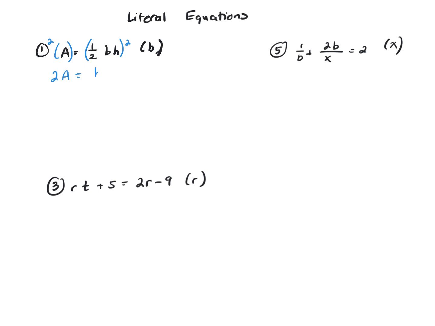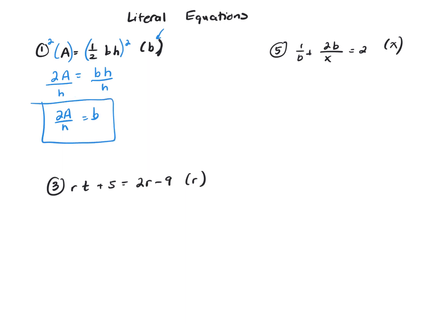So I multiplied both sides by 2. I want to solve for b. That means I need to divide both sides by h. That gives me 2a divided by h equals b.